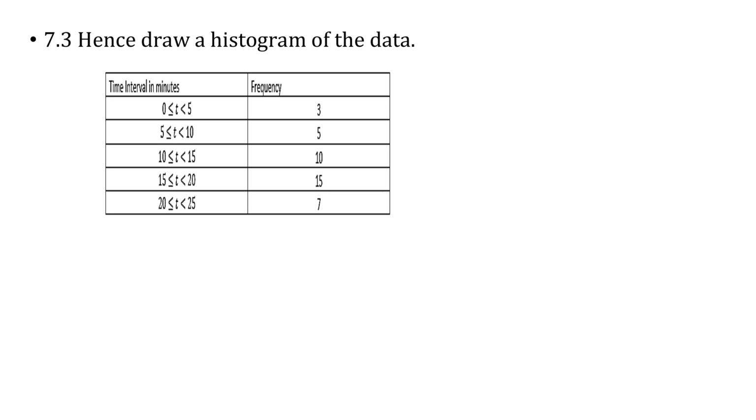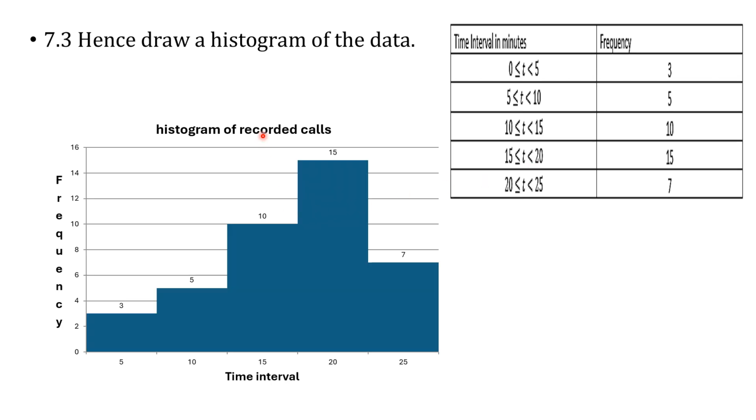Right, so we draw the histogram. I have frequency on my y-axis and time interval on my x-axis. The time intervals are 0 to 5, 5 to 10, 10 to 15, etc. For the first one, my column must be 3. Second one, column must be 5 units high. Third column must be 10. Fourth column, 15. And last column, 7 units.